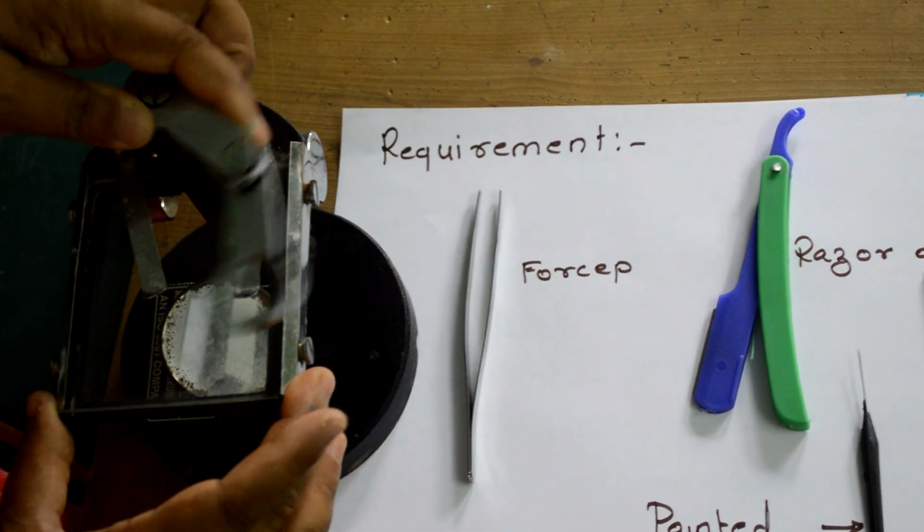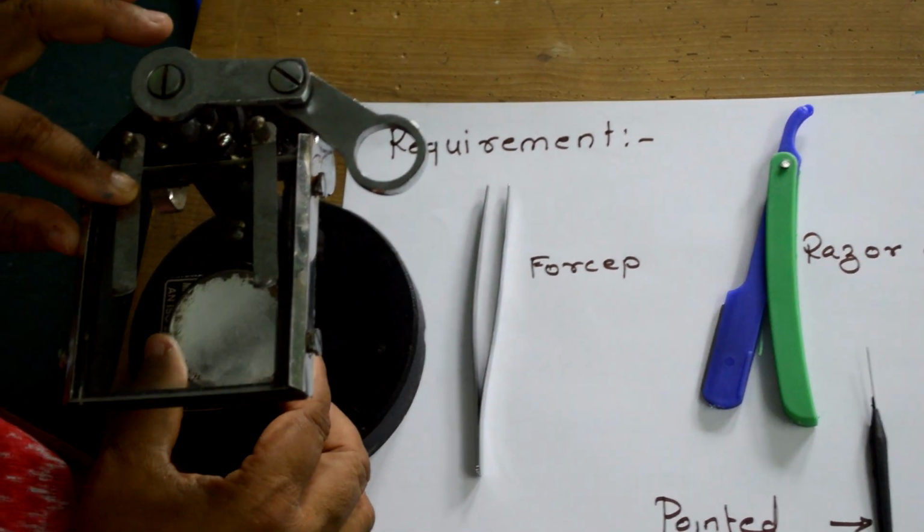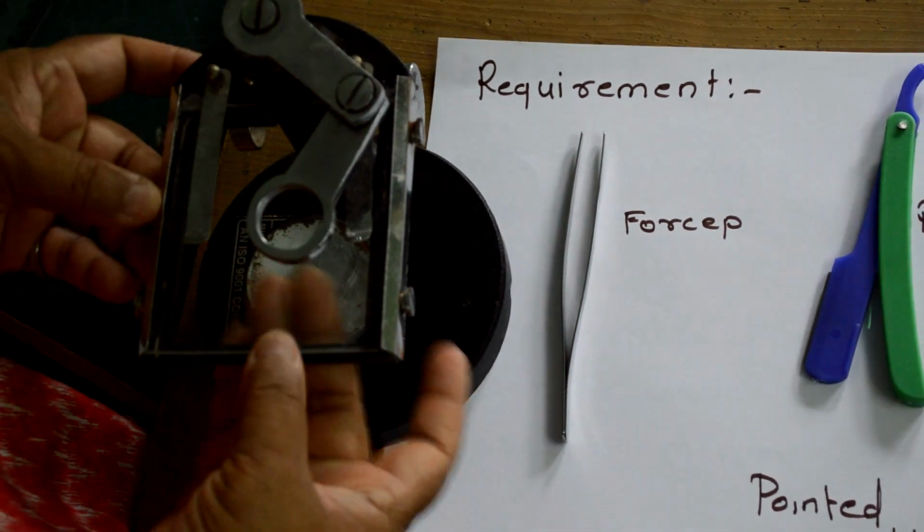Dissecting microscope. This is dissecting microscope, which has a reflector to hold the lens, the platform.